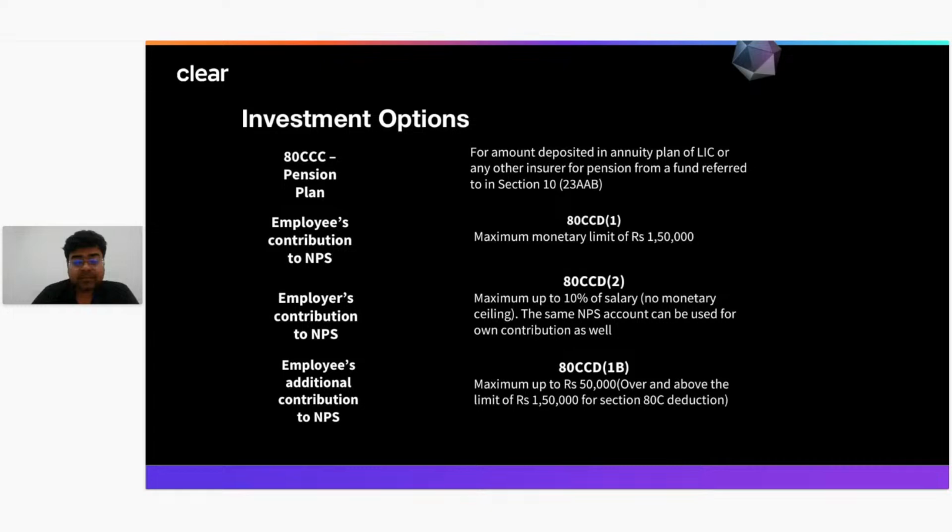Now, another talking point is employer contribution to NPS. Now, some of the employers allow you to invest in NPS through them, and maximum 10% of the salary can be invested in NPS. Now, salary in this context means the basic salary. However, there is a certain limit within which you need to be investing. Otherwise, the excess contribution in NPS will be taxable. That limit is 7.5 lakh rupees.